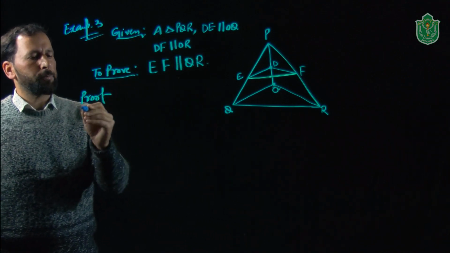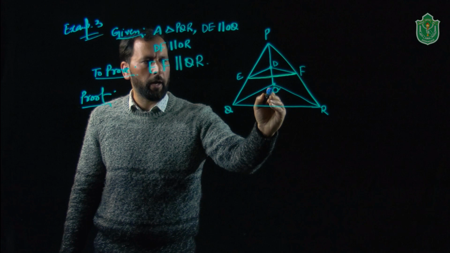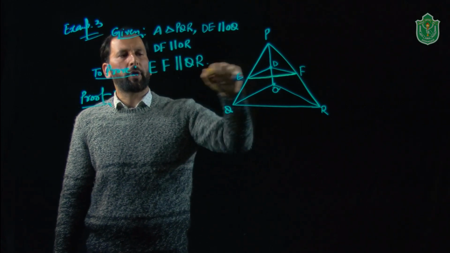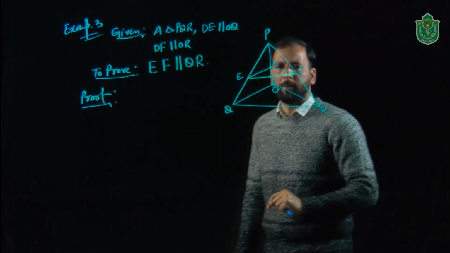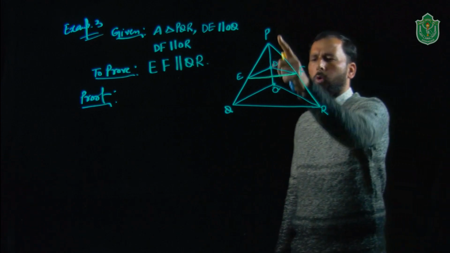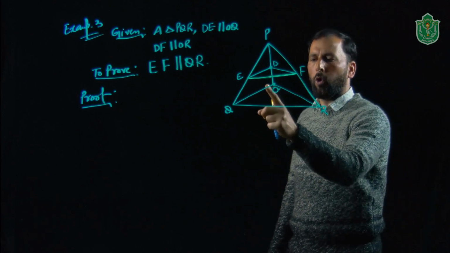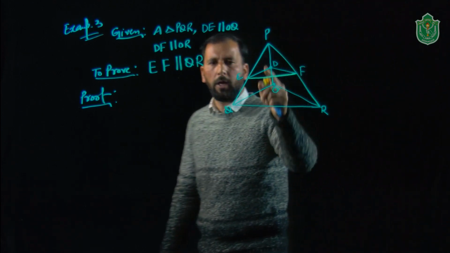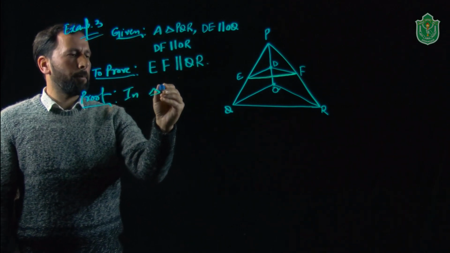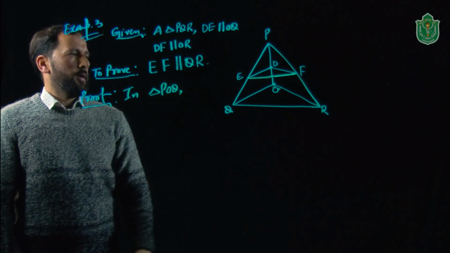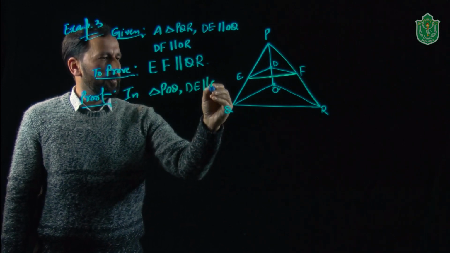Which line is parallel to one side of the triangle here? It is given that DE is parallel to OQ. So which triangle are we supposed to take here? We have to take triangle POQ. Why do we take this triangle out of these triangles? Because in triangle POQ we have one line, DE, which is parallel to the side OQ. So in triangle POQ, DE is parallel to the side OQ.